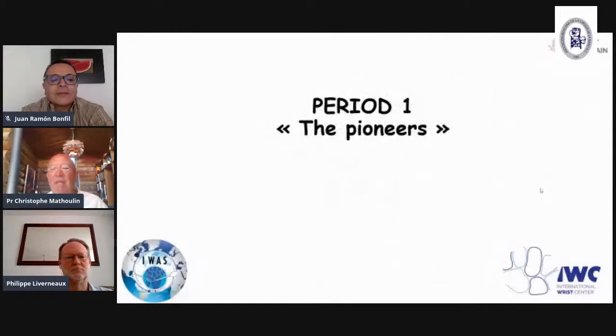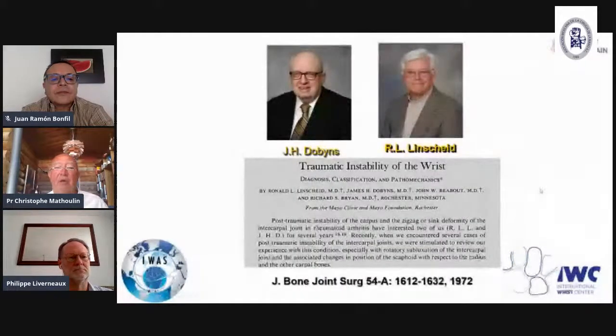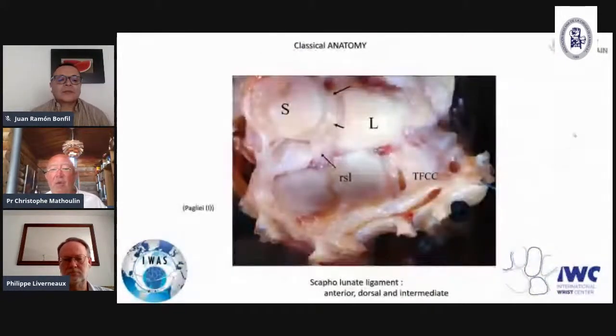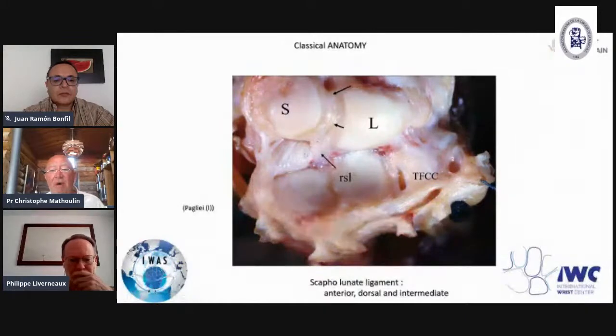So we start at the beginning, with period one. It was the pioneers, and the first people discussing scapholunate tears were Dobyns and Linscheid at the Mayo Clinic. At this period, we believed that the ligament was an arch of soft tissue between the scaphoid and the lunate. But if you look closely at this area, you see that the color is not exactly the same as in the other places. And in fact, it's true, because it's an unvascularized area. It was a big change in understanding.